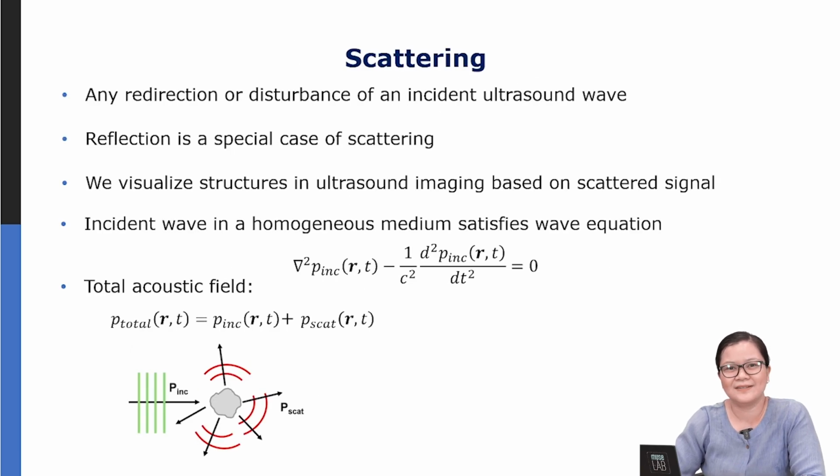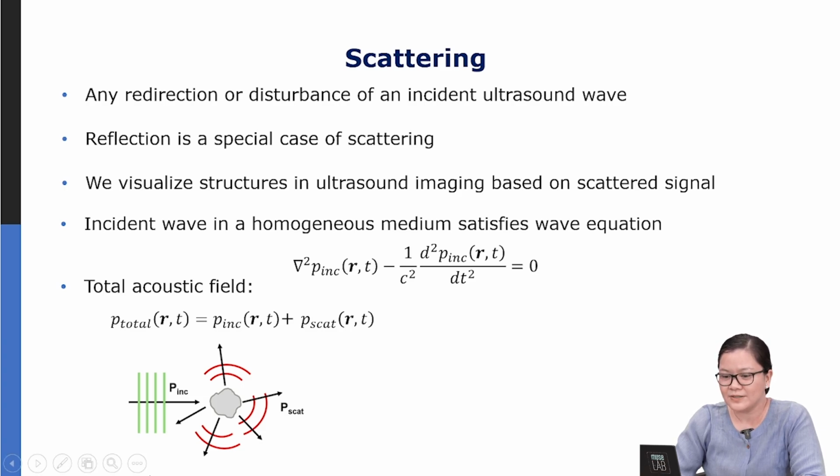Now, what is scattering? Scattering is any redirection or disturbance of the incident wave that is propagating in a medium. We talked about reflection last time, and reflection is actually a special case of scattering. And scattering is useful in ultrasound images because it allows us to visualize objects that are in the image.